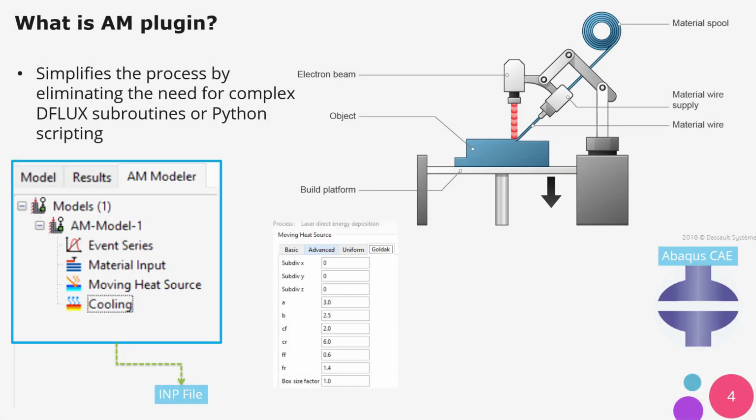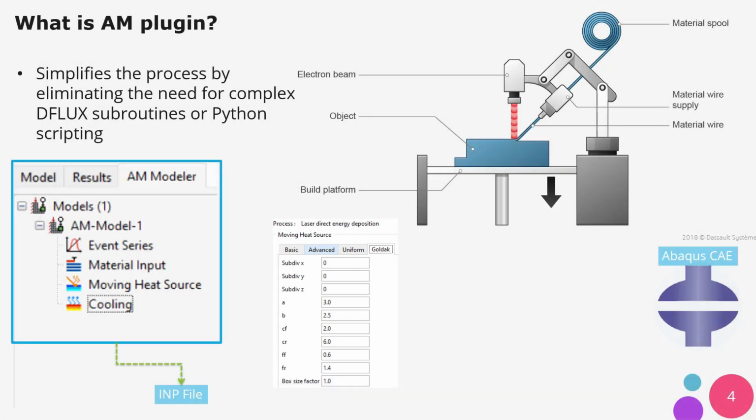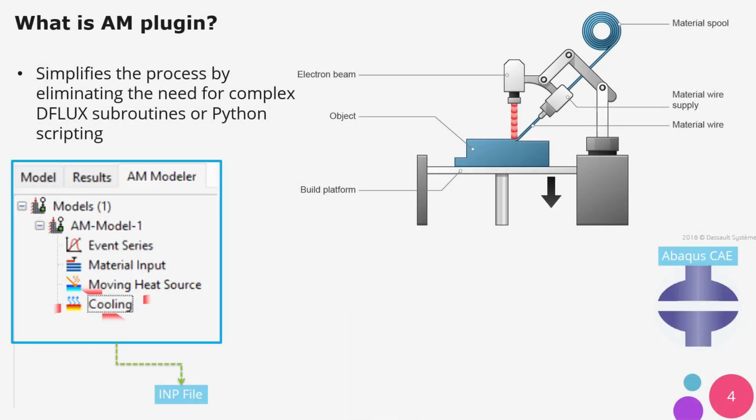We also have the moving heat source, which utilizes a double ellipsoid Goldak model. This can be applied without any coding, simply by adjusting the parameters. Additionally, there's the cooling module, where we can define convection and radiation interactions. An important point is that all the work performed with this plugin directly inputs into the INP file, which is then read and used by Abaqus software.